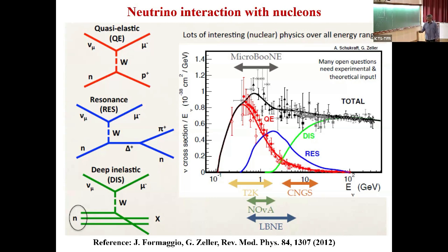T2K, NOvA, long baseline neutrino experiments, and mainly now the DUNE experiment. And this was the experiment at Gran Sasso where the nu mu to nu tau oscillation was actually discovered, and this beam energy is roughly a few tens of GeV.